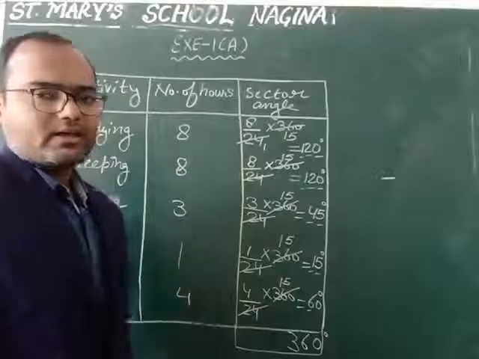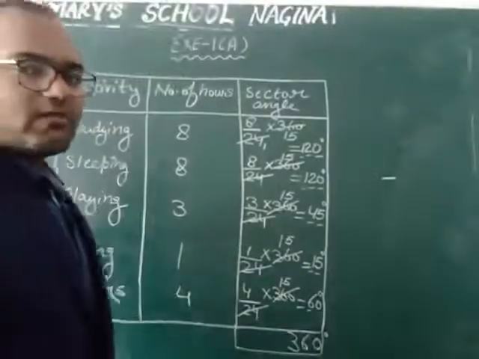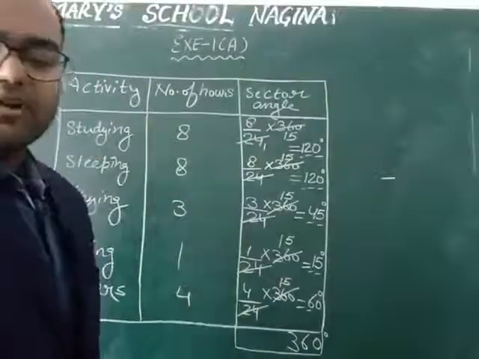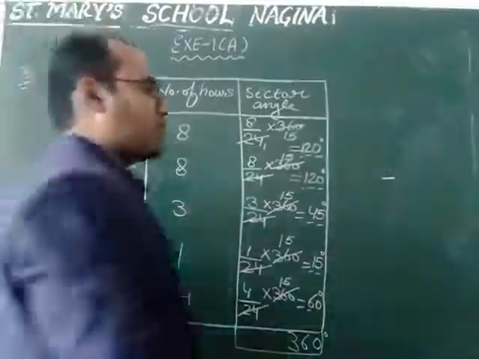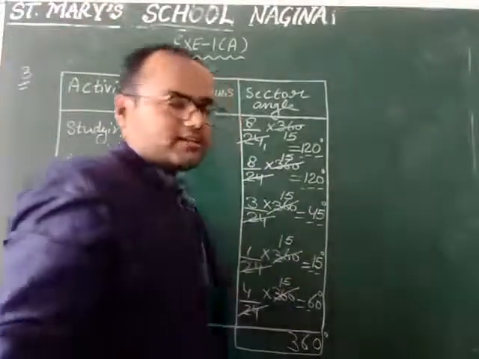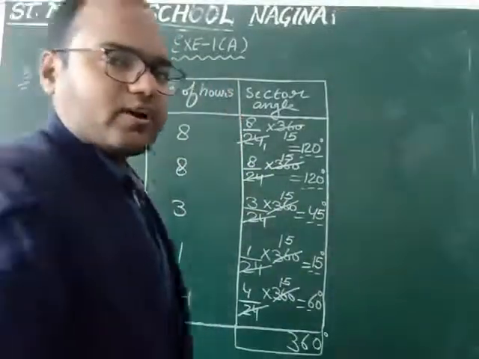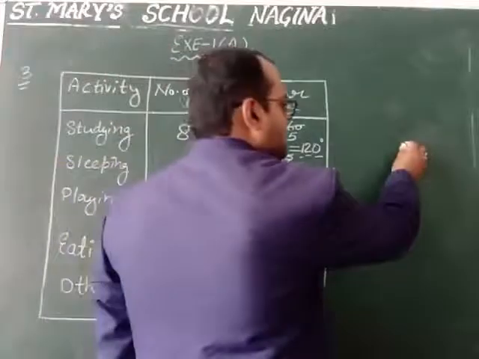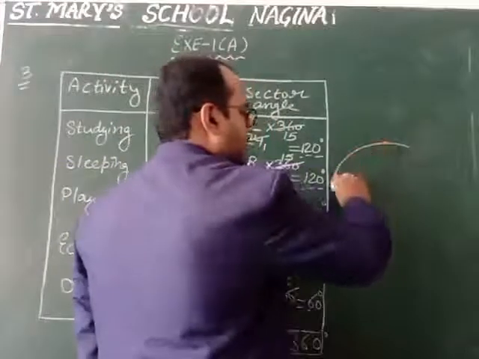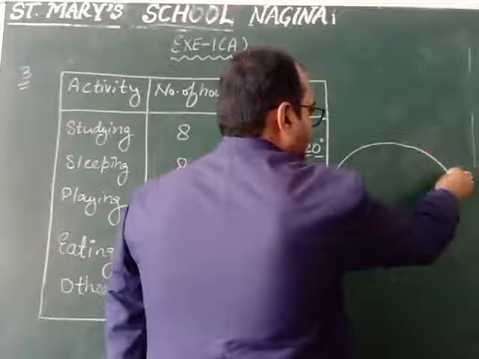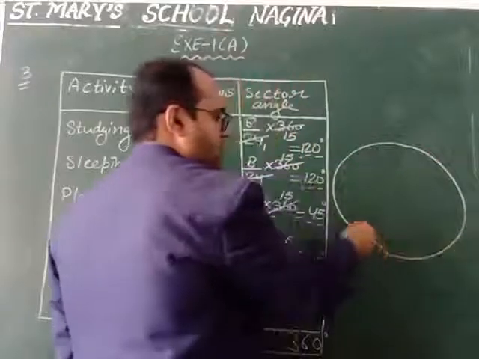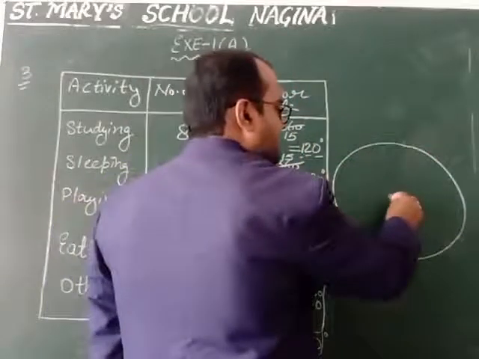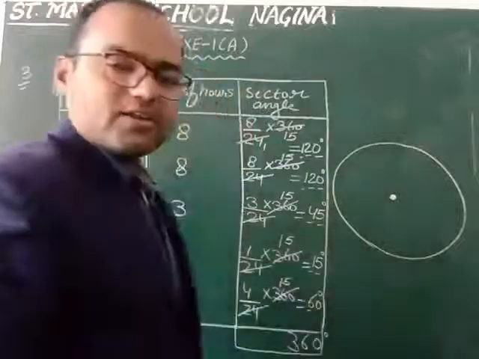Now we have to make the pie graph, pie chart we have to make. In order to make the pie chart, first of all we will make one circle. Any radius we can take, either radius 5 or radius 6. We will draw one circle. Any radius we can take. This is the center of the circle.